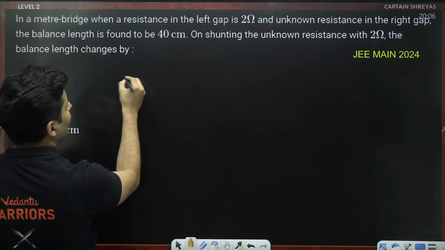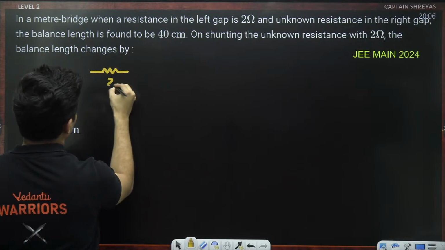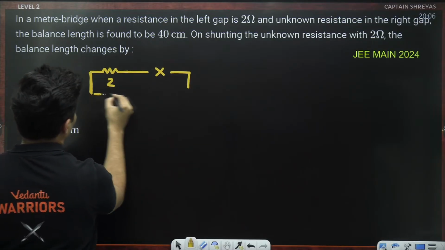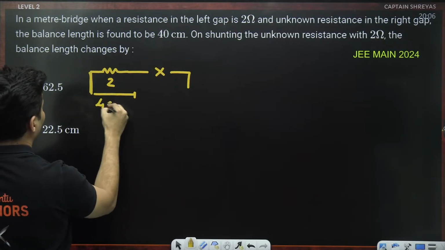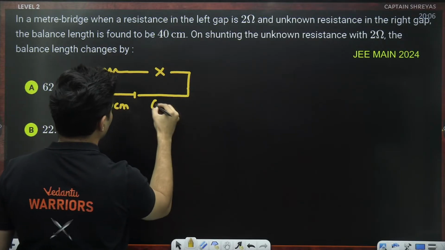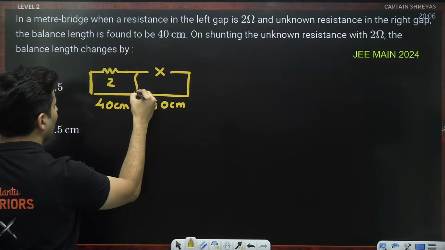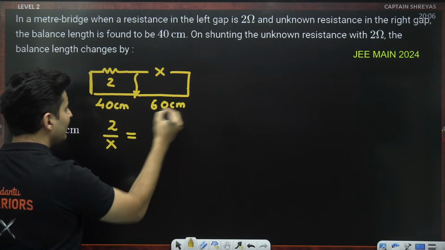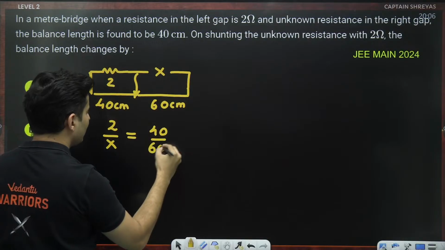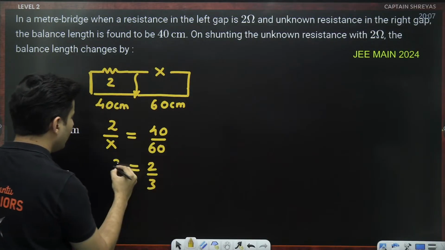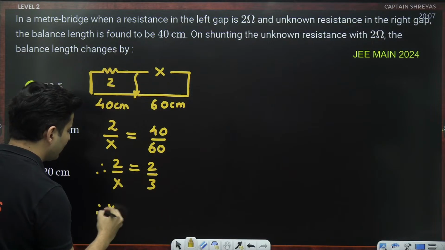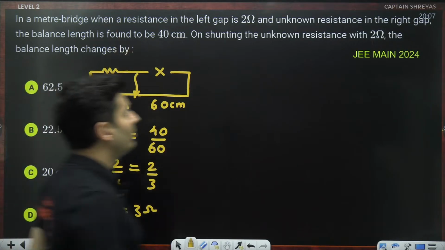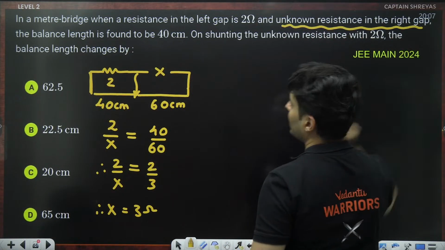In the first situation, think of it this way. When the resistance in the left gap is 2 ohm, and there is an unknown resistance X in the right side gap, and the balancing length is 40 centimeters, this length over here will be 60 centimeters. So resistance 1 by resistance 2 will be this length by this length, which is 40 divided by 60, which is 2 by 3. Hence, the value of X is nothing but 3 ohm. That is the unknown resistance which is kept in the right gap.